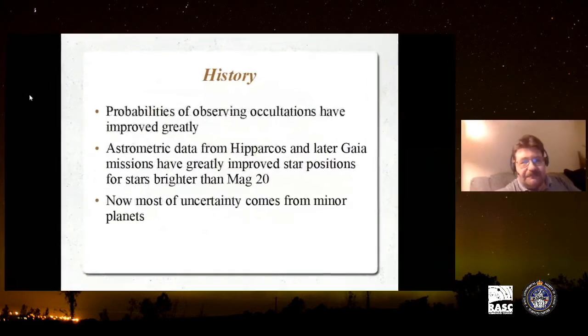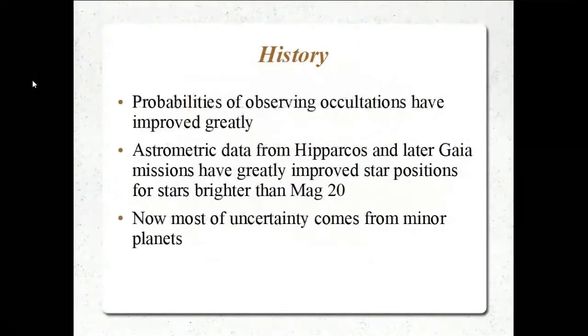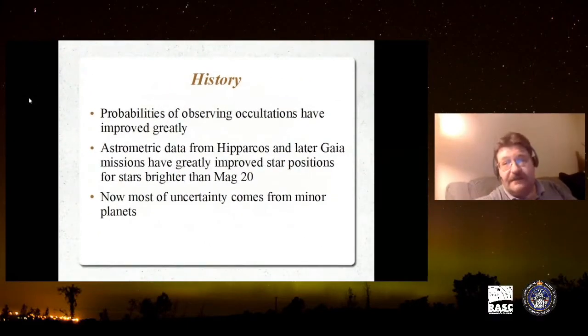So in the 40 years or so since IOTA was formed, the probabilities of observing occultations have improved greatly. We've had 2 astrometric satellite missions, Hipparcos in the 1990s and the Gaia mission, which is wrapping up shortly. And these 2 space probes have provided us with greatly improved coordinates for star positions, for stars brighter than magnitude 20. So that's basically, you're going to need some significant astronomical horsepower to get beyond the magnitude 20 point.